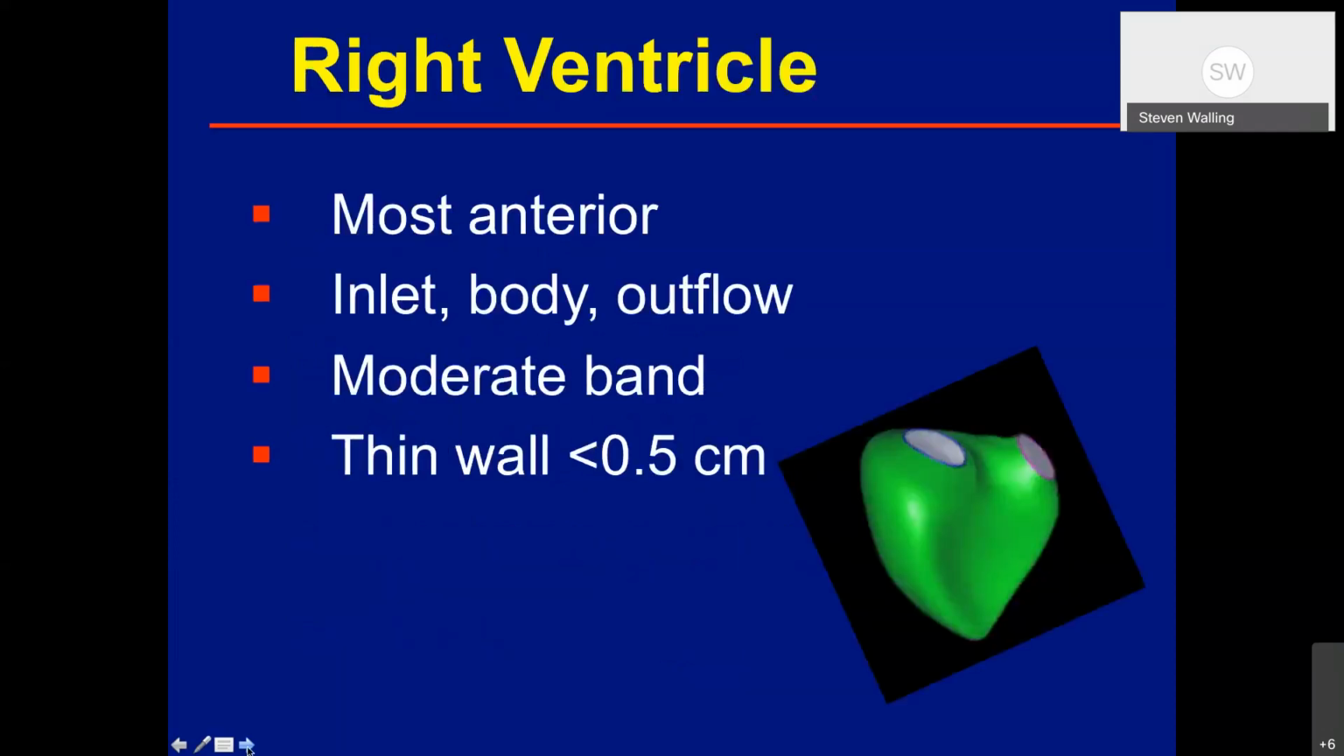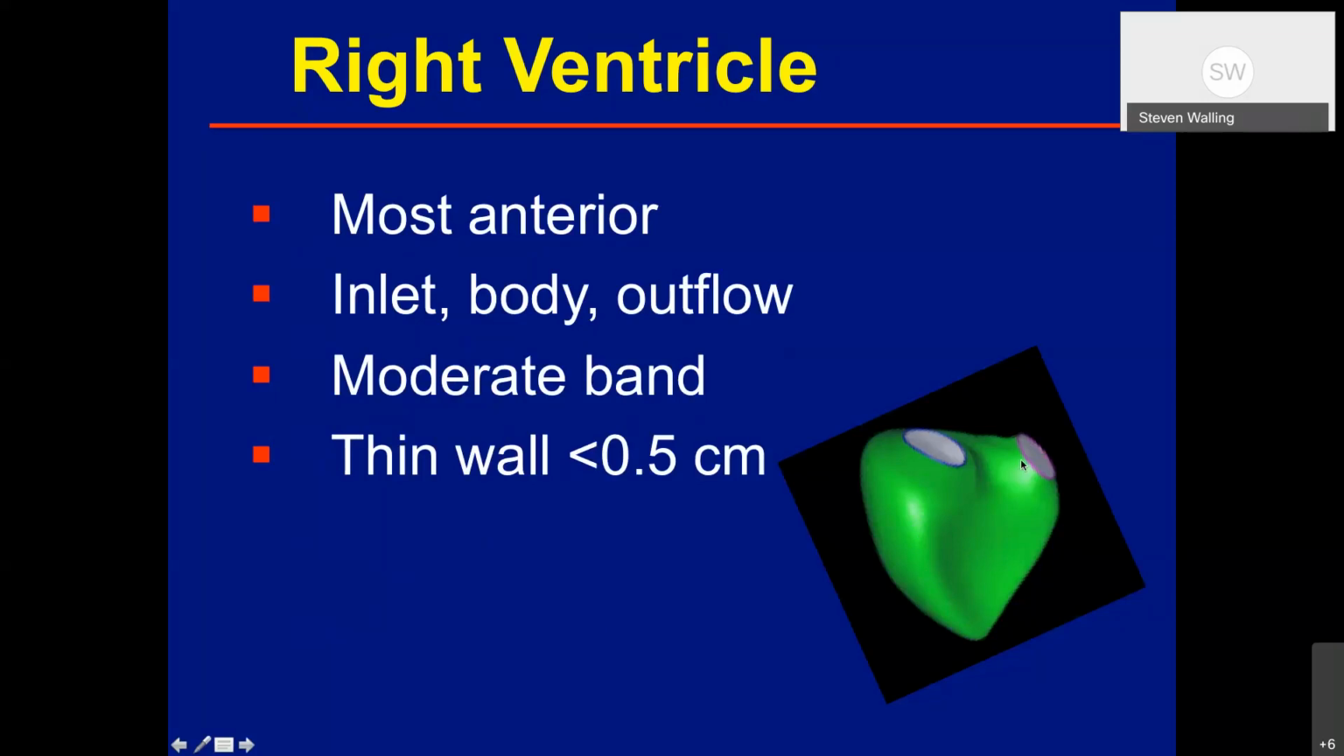As we all know, the right ventricle is the most anterior structure of the heart. When we put a probe there, the closest view is the RV, and it's in close proximity to the sternum bone. It consists of three parts: the inlet, which has the tricuspid valve, chordae, and papillary muscle; the body, which has the trabeculated apex; and then the outflow.